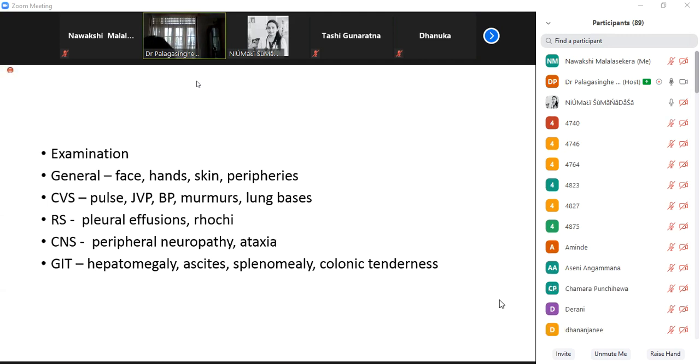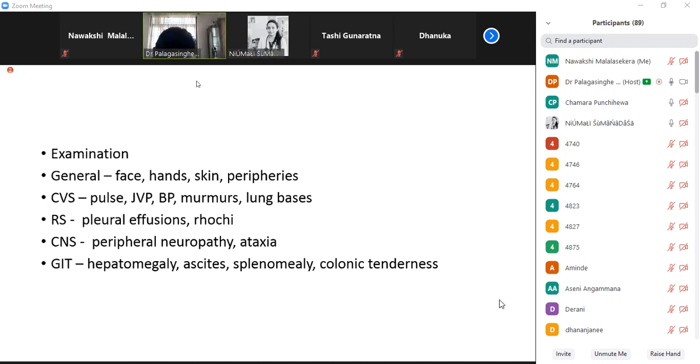Anything else in the hands? Koilonychia. Good. Koilonychia in patients with iron deficiency anemia. If somebody is malabsorbing iron, having a deficiency in iron absorption, in conditions like celiac disease, there may be some koilonychia.